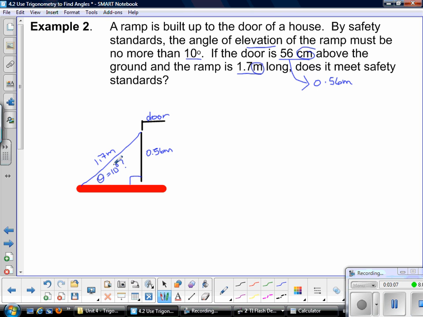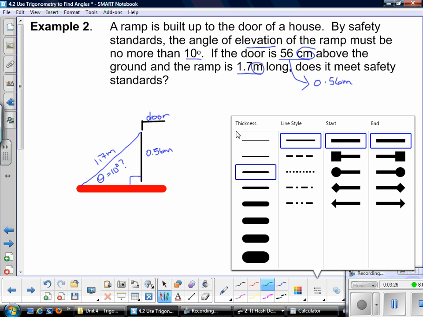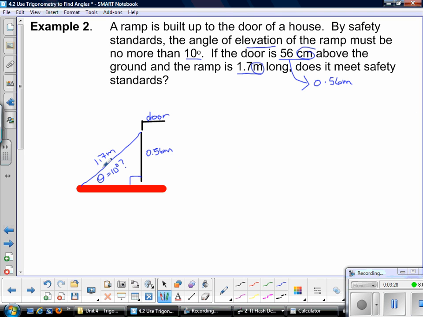Now, obviously it doesn't look like it's 10 degrees, but we just drew this. We didn't measure anything, so we can't go by our eye. We actually have to calculate it. So the first thing we're going to do is label the sides according to this theta that we're not sure about. So I'm going to change my thickness. I'm concerned about this theta. So directly opposite it is opposite. This is hypotenuse, and then obviously this is adjacent.